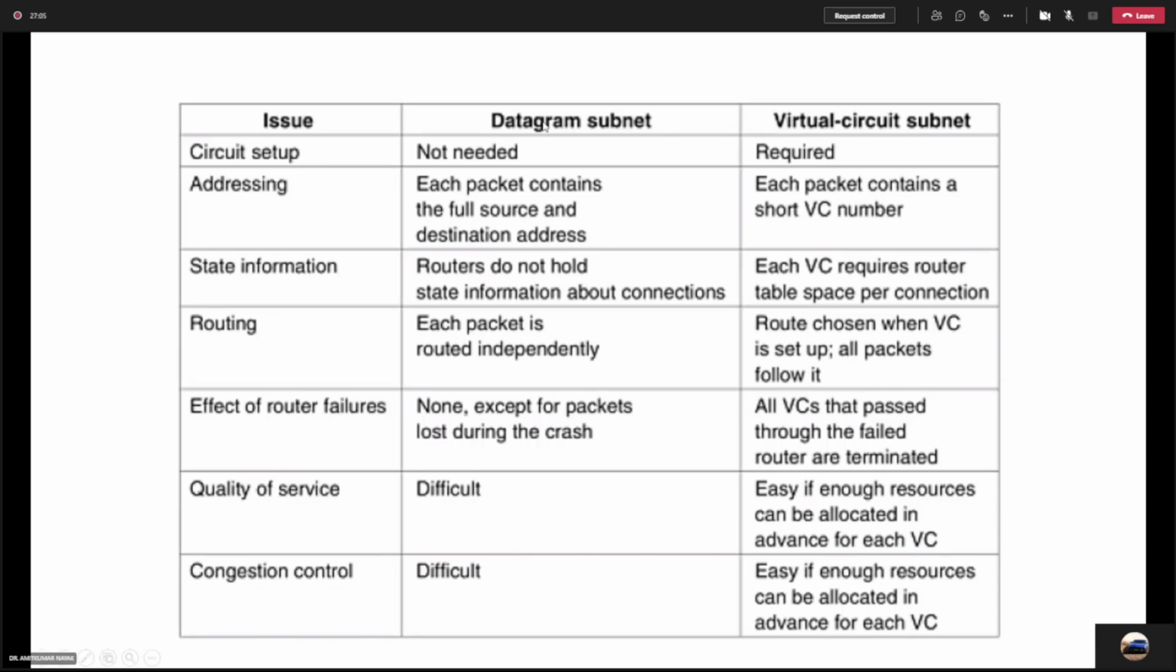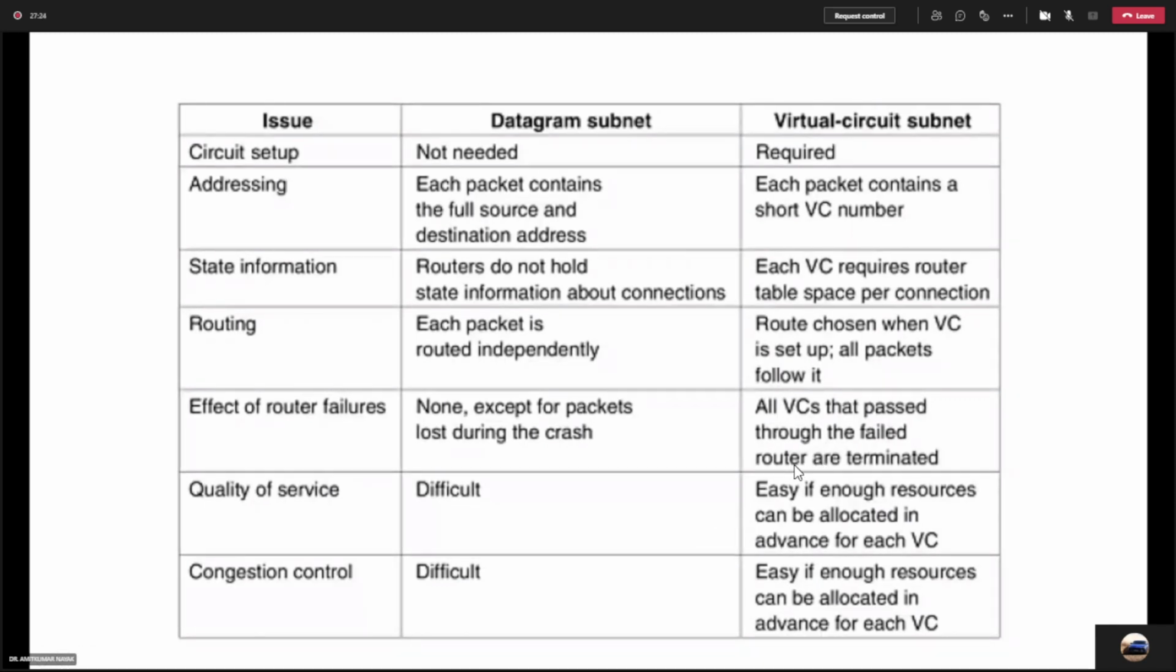Connection-less communication means all packets are following independent paths and no acknowledgement is sent by the receiver. And in virtual circuit subnet or connection-oriented communication, all packets have to follow the same path and the receiver will generate acknowledgement. Virtual circuit subnet or connection-oriented communication is reliable, and datagram subnet communication is unreliable.